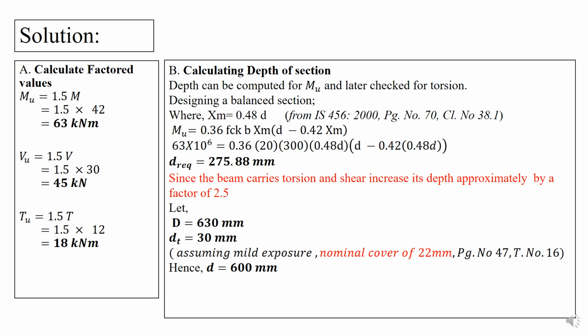Now from page number 70, clause number 38.1, XM for balanced section is 0.48 D. So we have used the equilibrium equation: Mu is equal to 0.36 fck B XM into (D minus 0.42 XM). So this gives us the depth required, that is 275.88 mm. Now since the beam carries torsion and shear, the beam depth needs to be increased by a factor of approximately 2.5.